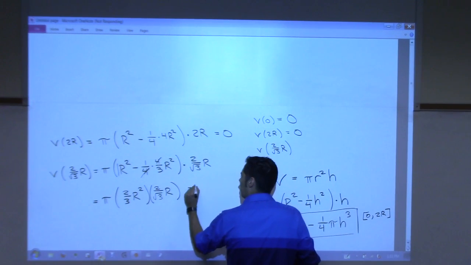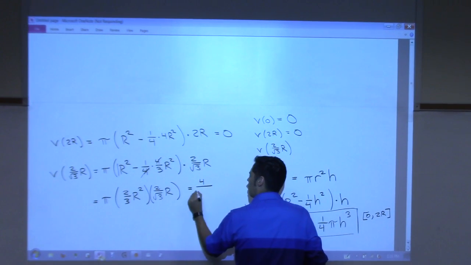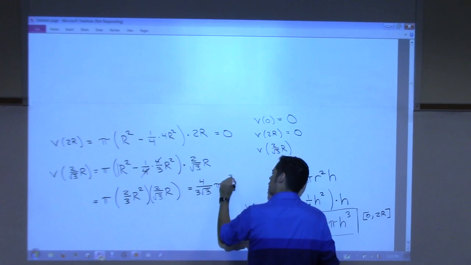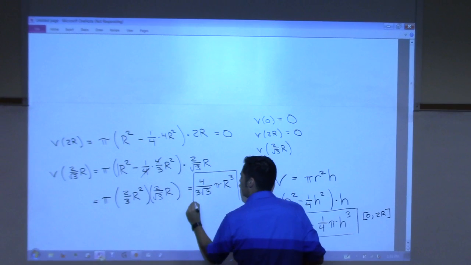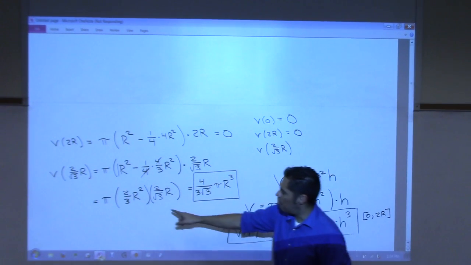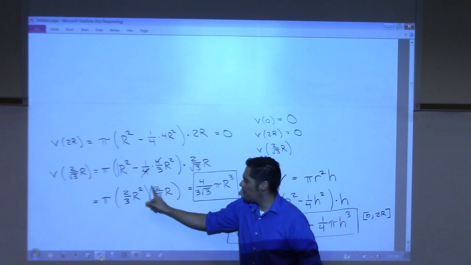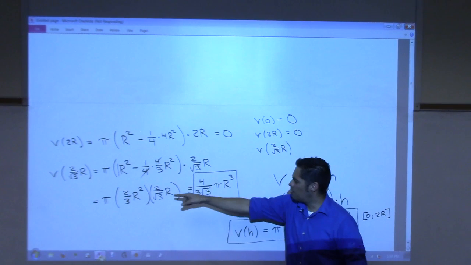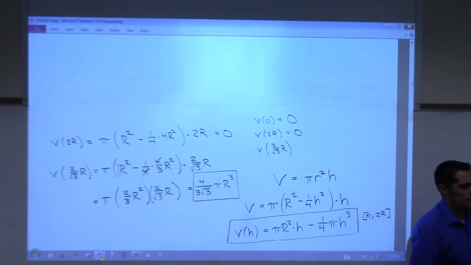I could go a little further. I could say something like 4 over 3 root 3 pi capital R cubed. I like that answer. That looks nice to me. All I did was multiply the fractions across the top, right? 2 times 2 is 4. 3 times root 3 is, well, 3 times root 3. I had a pi here. I had an R squared and an R cubed.